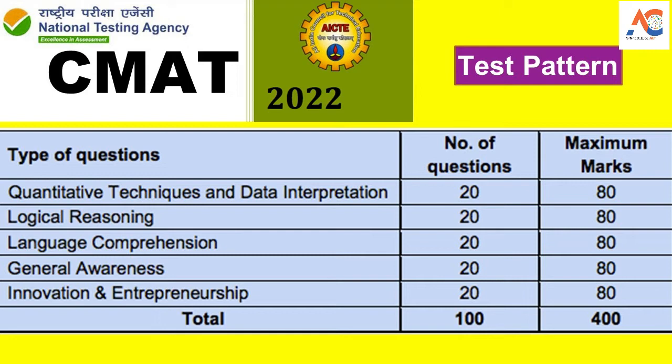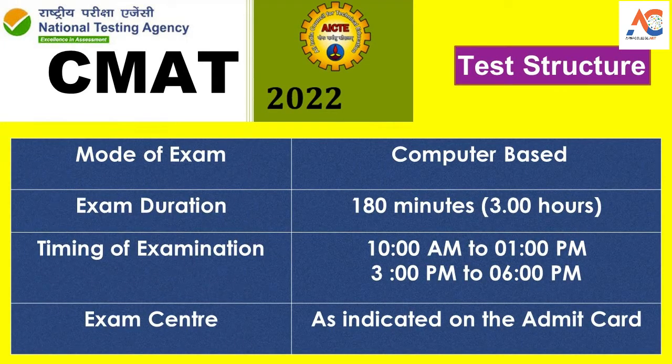And the fifth section is innovation and entrepreneurship, where there will be 20 questions and maximum marks of 80. So as you can see, there will be a total of 100 questions distributed in 5 sections and a total of 400 marks distributed in 5 sections. Now the test structure: the mode of exam will be computer based and the exam duration will be 180 minutes. So in 180 minutes, a 3 hour time slot, you have to answer a total of 100 questions.